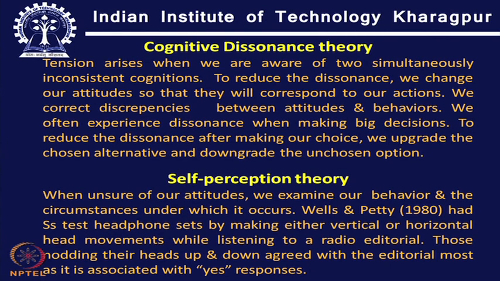Cognitive dissonance theory: tension arises when you are aware of two simultaneous inconsistent cognitions. To reduce the dissonance, we change our attitudes so that they correspond to our actions. We correct discrepancies between attitudes and behaviors. We often experience dissonance when making big decisions. To reduce the dissonance after making our choice, we upgrade the chosen alternative and downgrade the unchosen option.